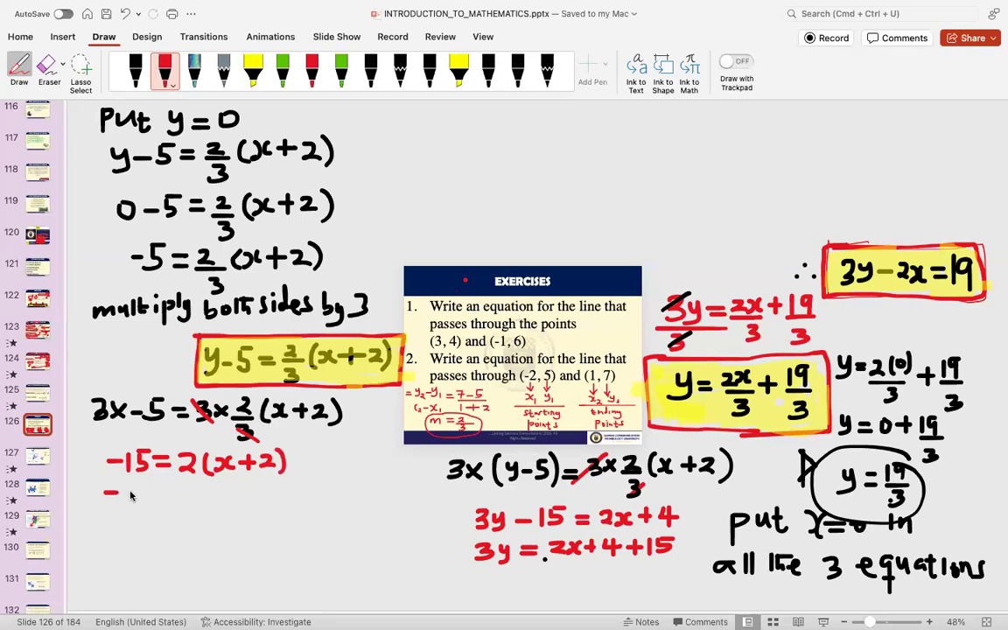Then we need to expand this side. So we have 2x plus 2 times 2, 4. Now it is x we are looking for. It will have to come to the left-hand side, and then this one goes to the right-hand side. So we are going to do a swap.